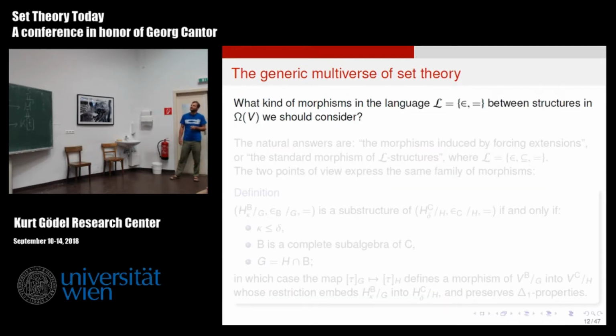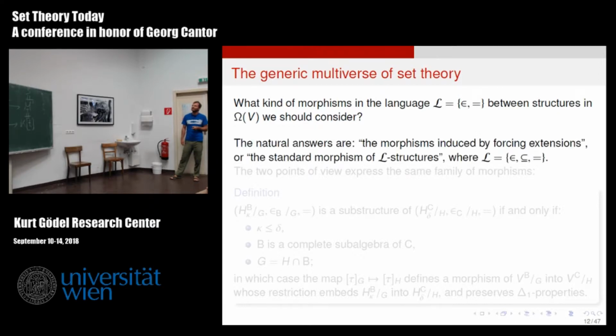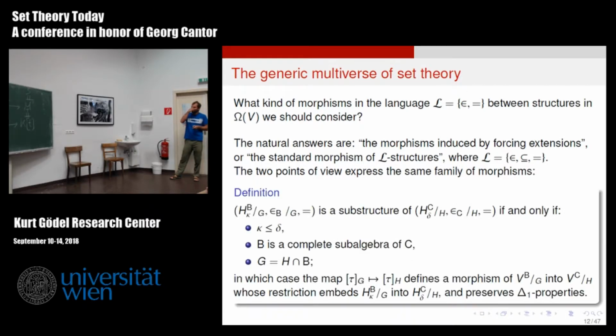Which morphisms should be considered in the generic multiverse? Well, we like the morphisms induced by forcing extensions or the algebraic morphisms. And actually the two things are the same. You end up with this if and only if this number is smaller than this other as ordinals, if and only if this Boolean algebra is a complete subalgebra of this other, and if and only if this ultrafilter is the trace on B of this other ultrafilter.